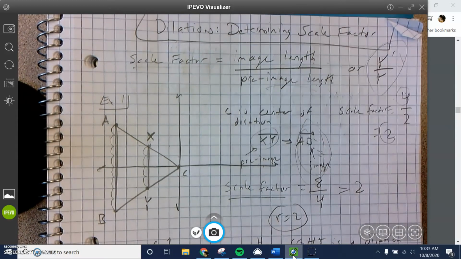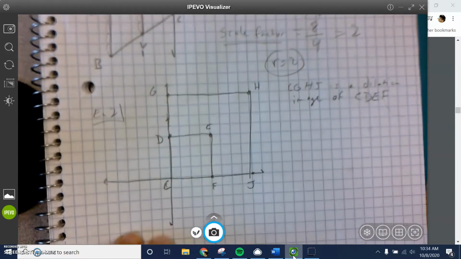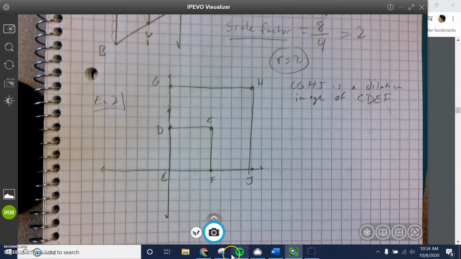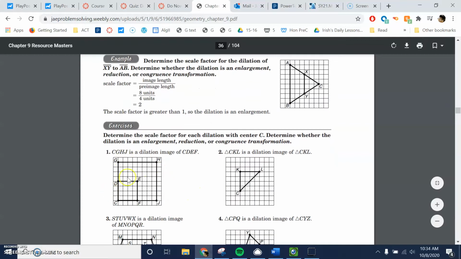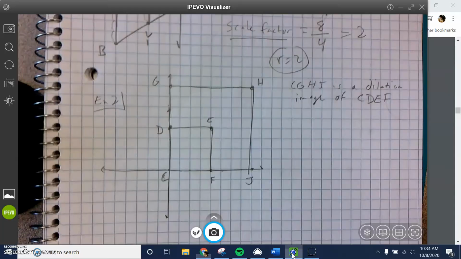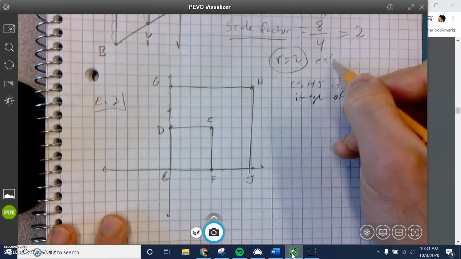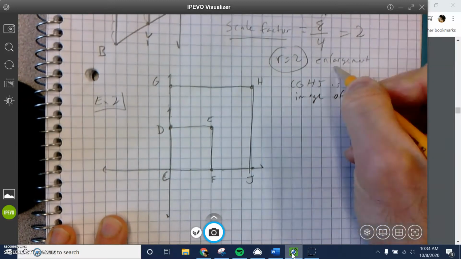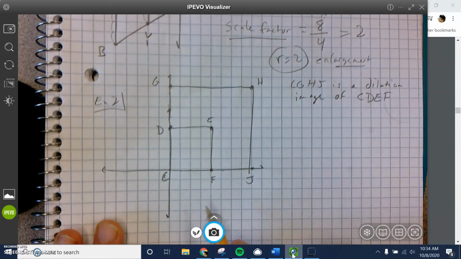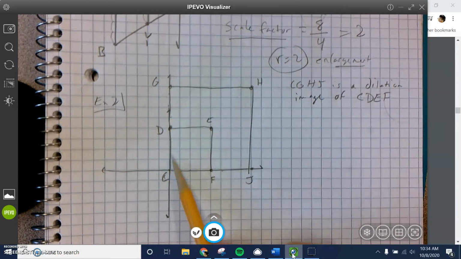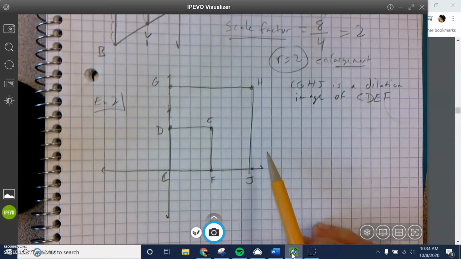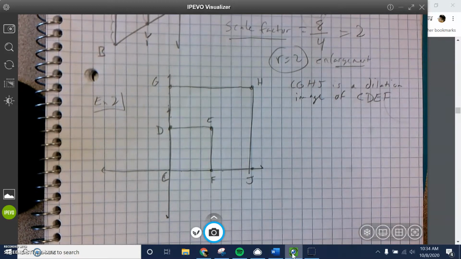All right, let's try another one. Example 2. In your PDF, it should look something like this. Number 1, like this. So copy this down. Oh, I forgot to say this is an enlargement in the first one. Sorry. There you go. So I put C as the center of the dilation as the origin. So I created an XY chart for myself. That generally helps. So that's the only difference I had from the last problem.